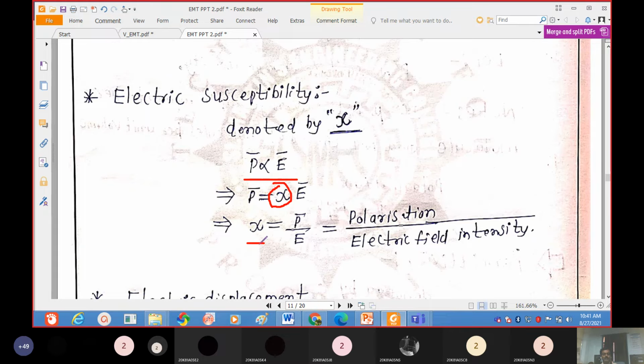So what is the definition of chi? Polarization for unit electric field is called susceptibility. Once again I am explaining: if you increase the electric field, polarization increases. That's why P is proportional to E bar. There is a constant in between those two, and that constant is chi. So chi is equal to P bar by E bar, polarization by electric field intensity. From this formula we can give the definition of susceptibility: polarization per unit electric field is called susceptibility.